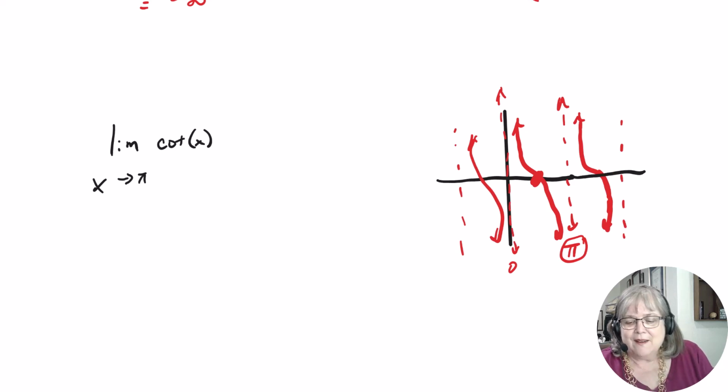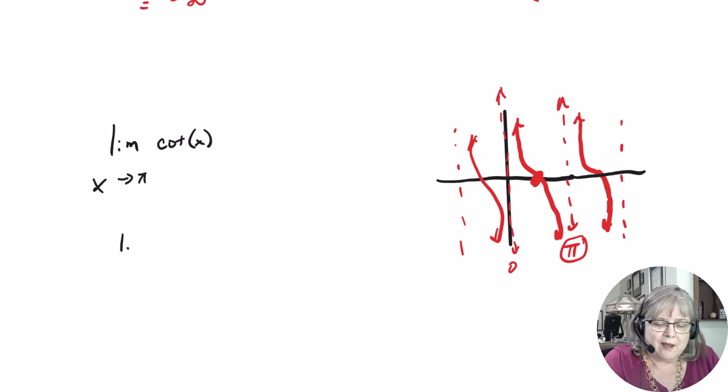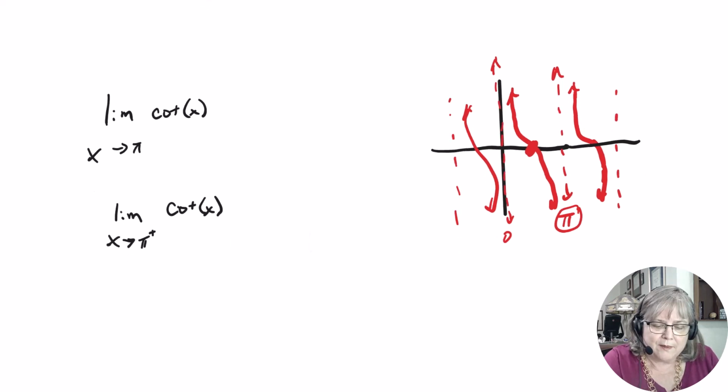Okay, so if you look at it, then this is a two-sided limit, but pi is not in cotangent's domain. So you cannot just substitute it in. You're going to have to discuss what happens coming in from the right and what happens coming in from the left.